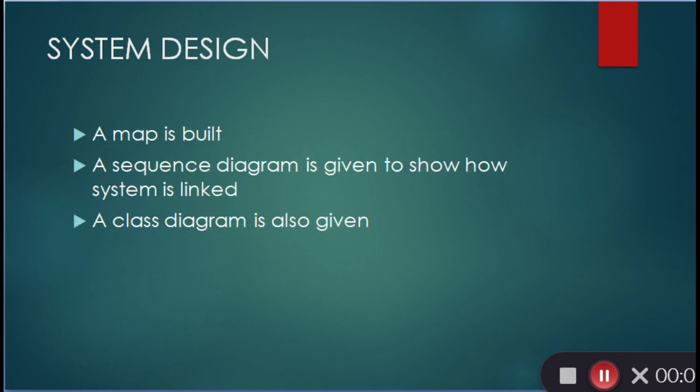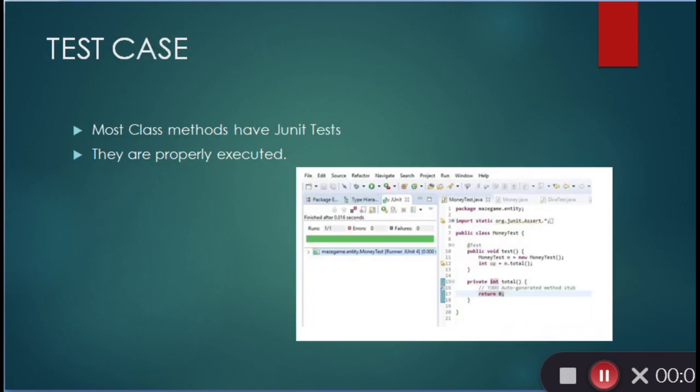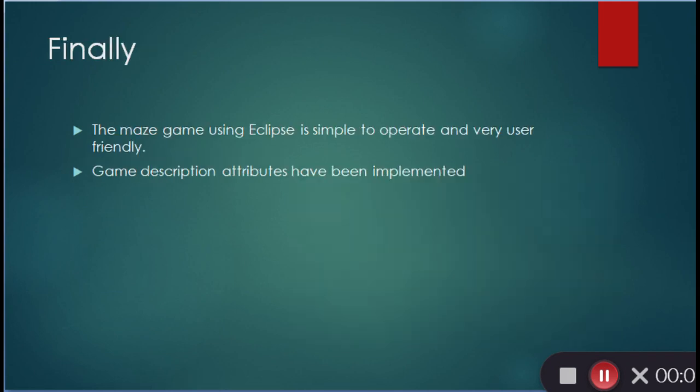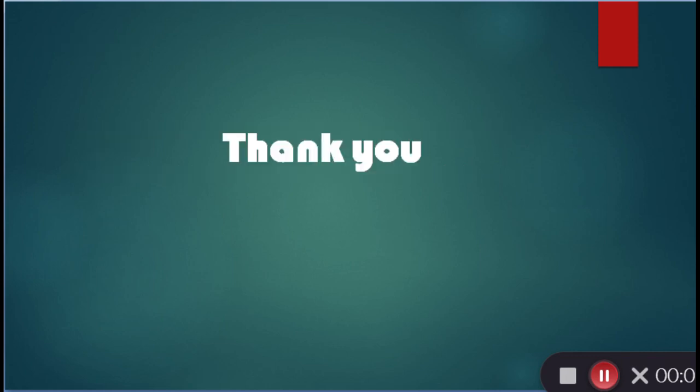And furthermore, talking about system design, in which we have built a map, a sequence diagram is given to show how the system is linked, and a class diagram is also shown. For discussing the test cases, most class methods have used JUnit tests, and they are properly executed as well. Finally, the maze game using a list is simple to operate and very user friendly. Game description attributes have been implemented. Thank you.